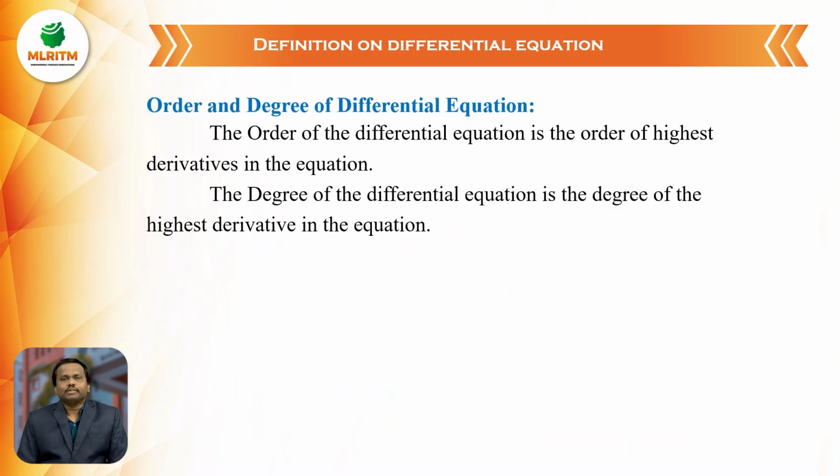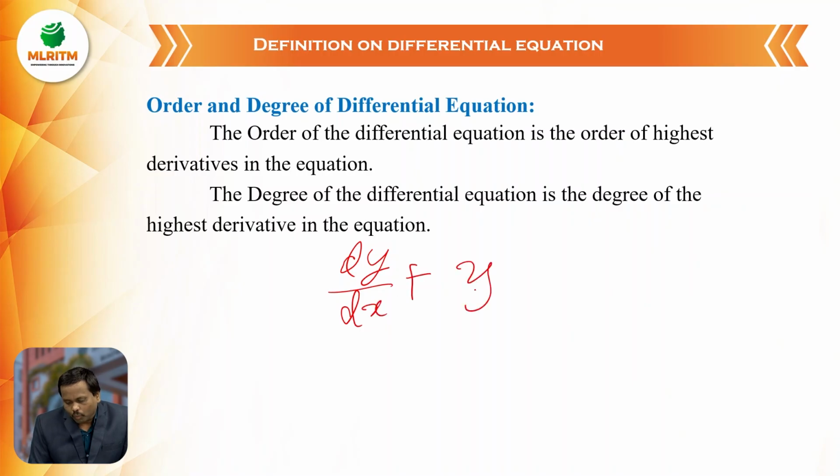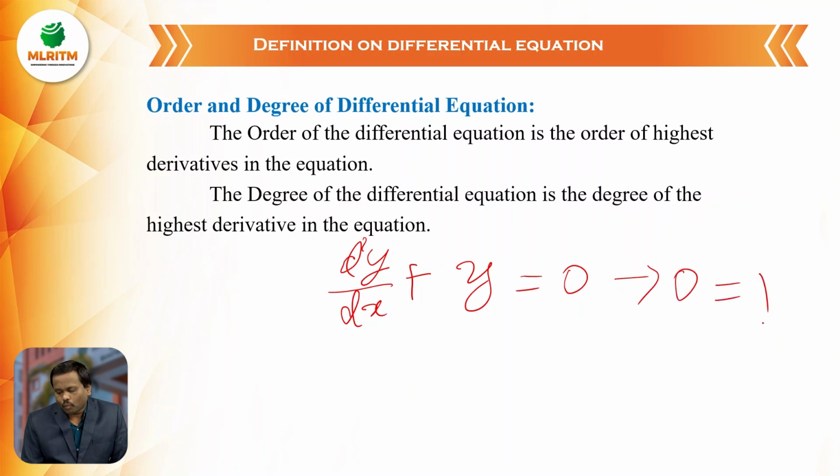Now we can go to very important parameters to know about differential equations. The first one is order. What is the order of a differential equation? Order is the order of the highest order derivative in the equation. For example, dy/dx + y = 0. Here the highest order derivative is of order 1, so we can say that the order is 1.